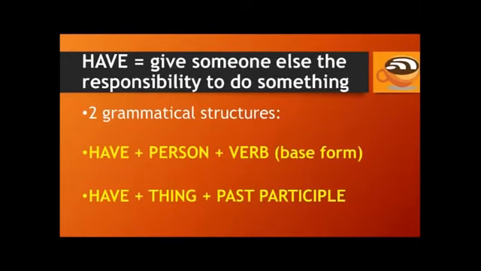Our next causative verb is have. This means to give someone else the responsibility to do something, and there are two possible grammatical structures: have plus the person plus the base form of the verb, or have plus the thing plus the past participle.